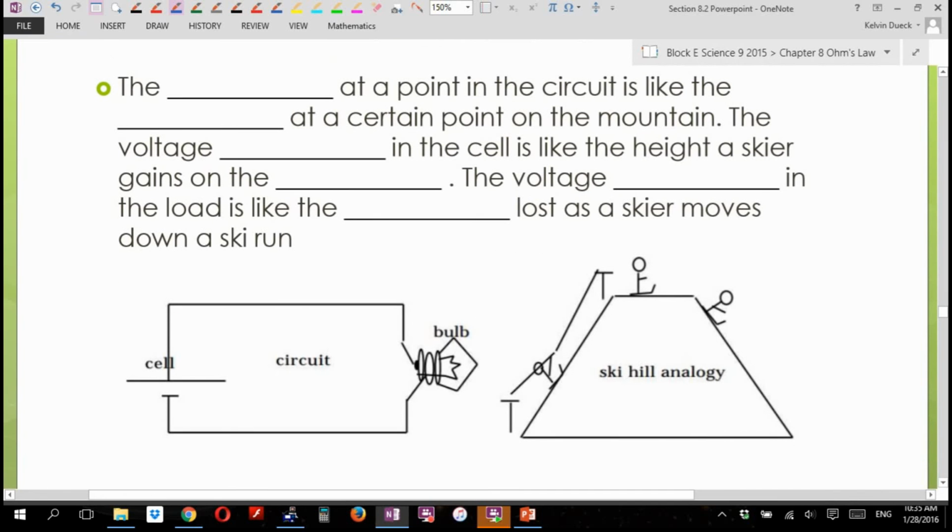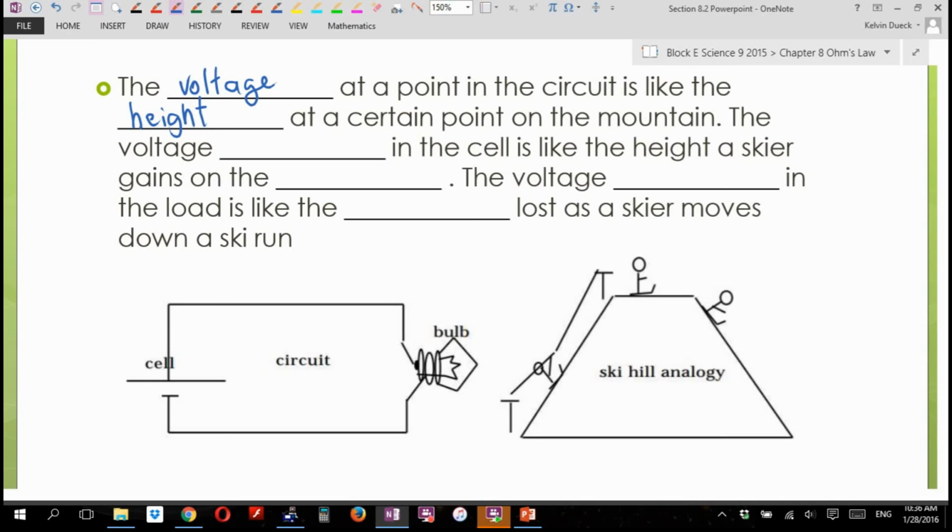So in my analogy, in my way of thinking, the voltage at any point in the circuit is like the height at any point on a mountain. If you want to get higher up a mountain, you need a bigger chairlift. If you want more voltage, you need a bigger battery. And then how do you get down a mountain? You ski down ski runs. How do you go through a circuit? You go through loads, resistors. When you get to the bottom of the mountain, how high are you? Zero. When you get to the bottom of a circuit, you know what your voltage is? Zero. You've used it all up.